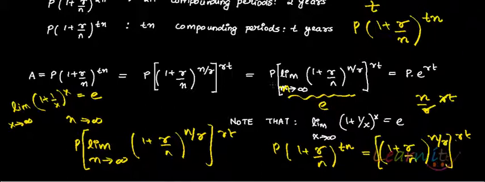Actually, it should be n/r going to infinity. So this is equal to e. So what you will have is P into e to the power rt. This expression has become e, so it is P into e to the power rt. So this is the amount, and this is one of the applications of the exponential function.